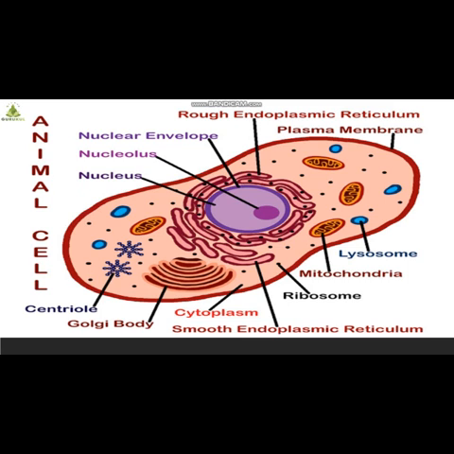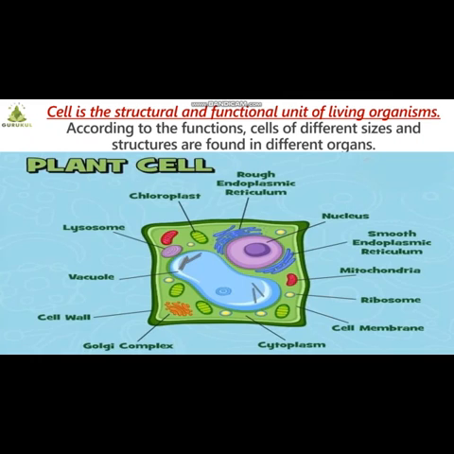So I hope this is revised now. To define cell, students, cell is the structural and functional unit of living organisms. We have already learned how atom is the basic unit of matter. Similarly, for organs, tissues or the organ system, cell is the structural and functional unit. According to the functions, cells have different sizes and different structures, which are found in different organs. As I said, different organs have different functions, so depending upon that, the cell will also be different.